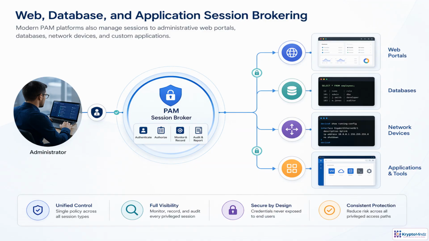The same brokering model extends beyond servers into the tools administrators use every day: web portals, databases, network devices, and custom applications. The administrator signs in once, and PAM becomes the controlled path to the target system. Before access is granted, it authenticates the user, checks authorization, and applies policy. During the session, it can monitor activity, record actions, and preserve an audit trail with source identity, timestamps, and target details. The design principle is consistency. Whether the session is a browser, SQL console, device terminal, or application tool, credentials stay protected, visibility stays centralized, and privileged access is governed the same way.